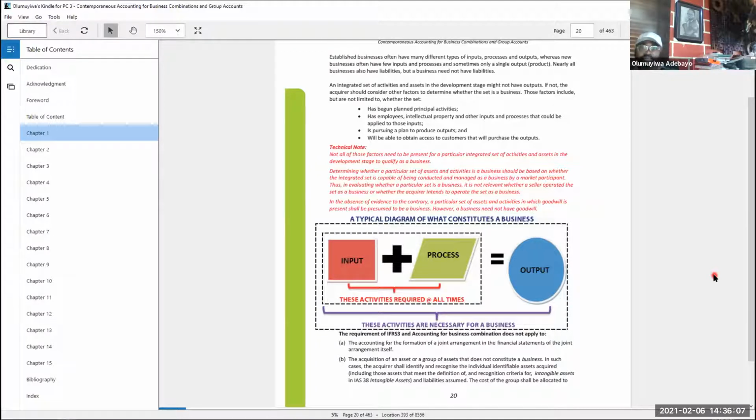I'm here. What can you say about what we have put together with respect to business combination before we move further? I understand what she read, but there's something I wanted clarification on from you regarding business combination.